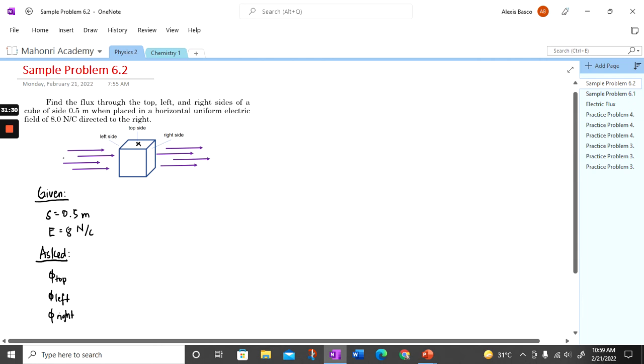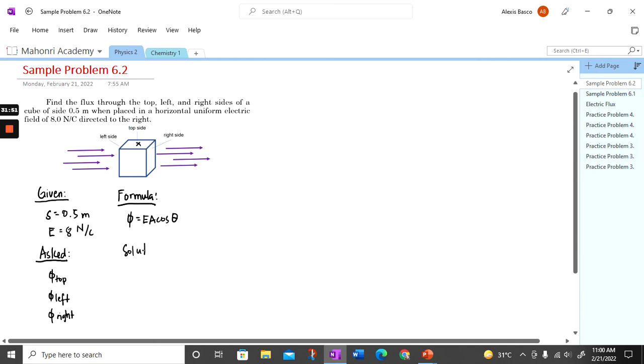And my electric field is always directed to the right, so it's going from left to right. What is the formula that I'm going to use? The formula is the same. Electric flux is equal to EA cosine theta.